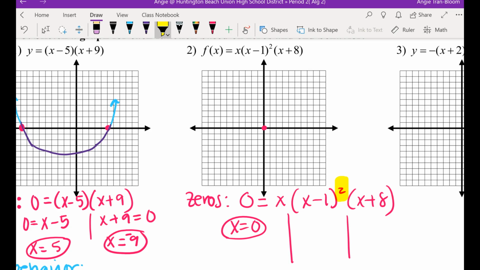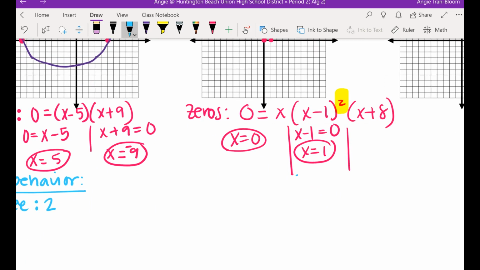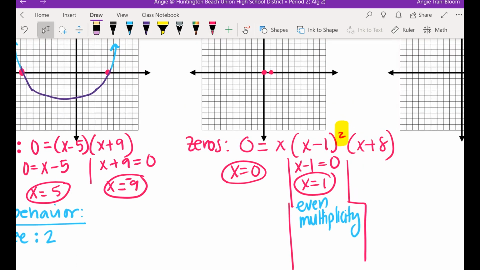Okay. So I'm going to solve for it. Do I need to solve it twice or once is good? Once is good. Okay, it's the same location. So the next one is x is at 1. But I'm going to write out even multiplicity. It has a significance, right? Because I later need to not cross. I need to just touch the x-axis.